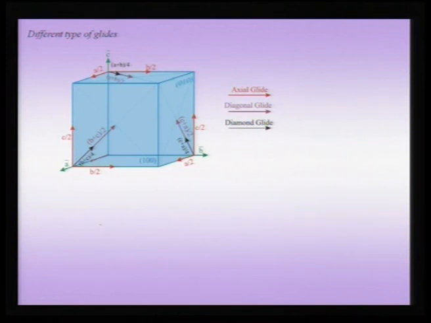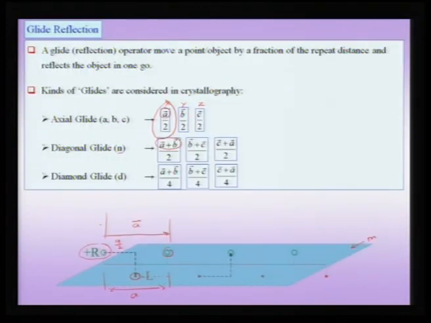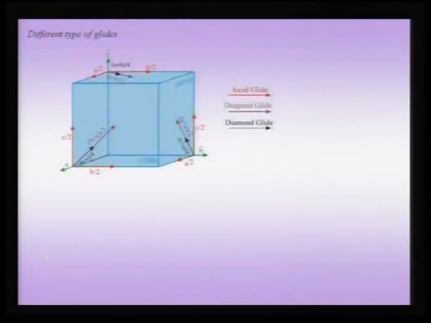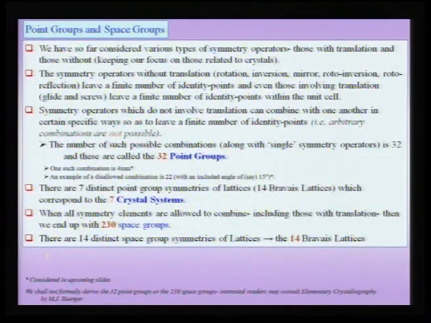Or you could have, as we have seen before, a diamond glide in which the translational component is 1/4 and not half, as in the case of the axial glide or the diagonal glide. To summarize glides, we have the axial glide, diagonal glide and diamond glide, all of which basically take an object to its enantiomorphic form and involve a translation.